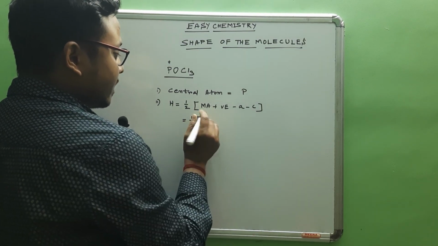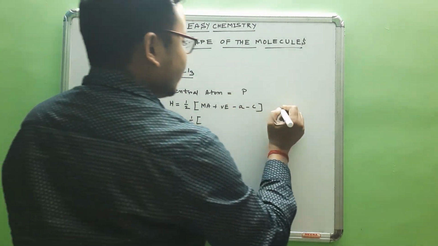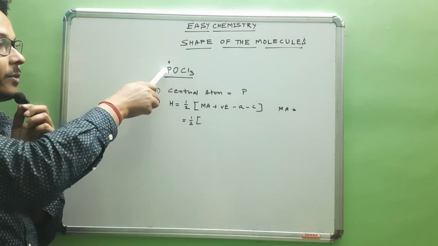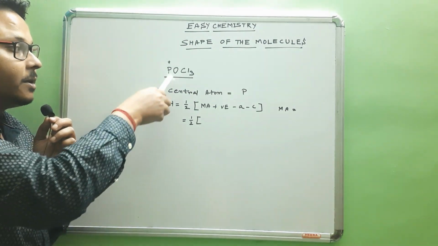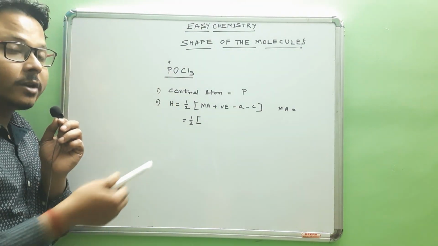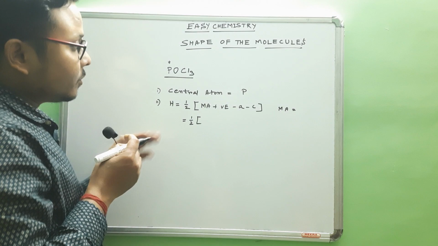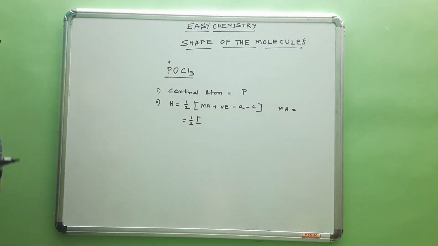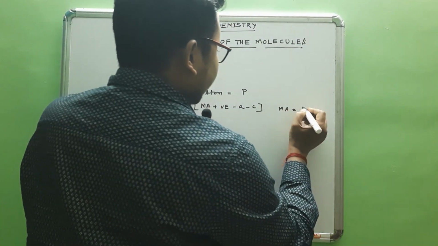So what is the number of monovalent atoms around P? Here P is the central atom, and around the P, one oxygen and three chlorine atoms are there. Among the oxygen and three chlorine atoms, only the chlorine atoms are monovalent atoms. So the number of monovalent atoms is 3.